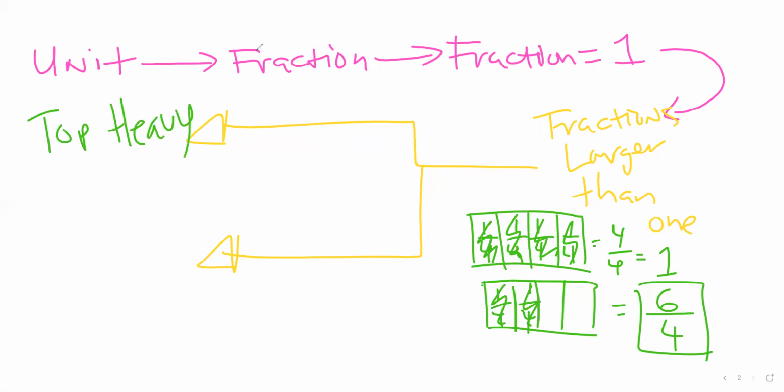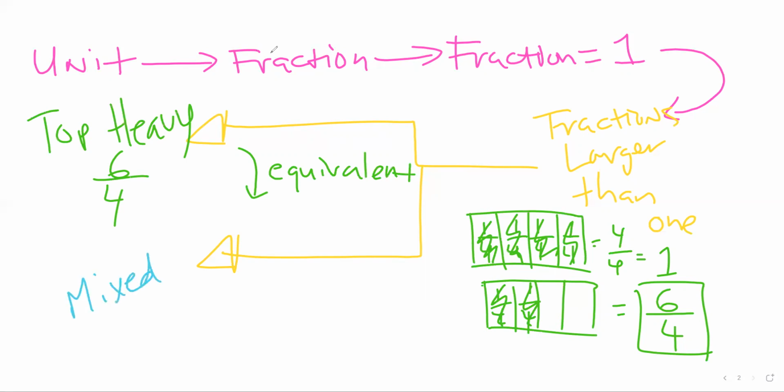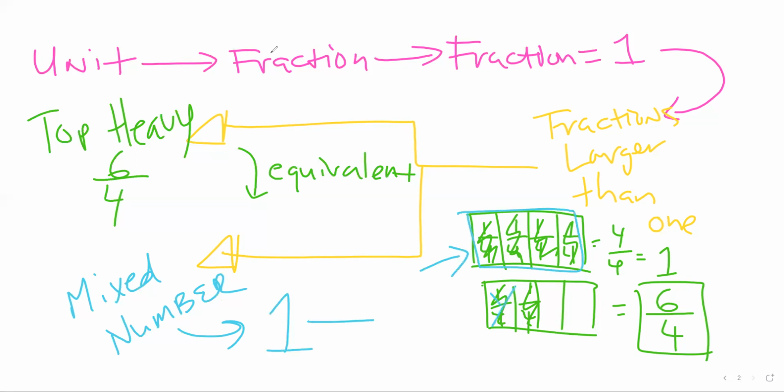Trust me, this is going somewhere, by the way. So here's our top-heavy fraction. And then that top-heavy fraction can be equivalent to what we call the mixed number, which isn't entirely a fraction because it is a mixture of a whole number and the fraction. So like in this case, again, we know this equals 1, and over here I have 2 out of 4, right? So these are all those pieces.